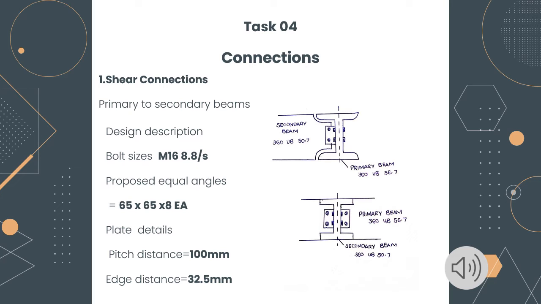As per our design capacity calculations, we proposed grade 8.8 M16 bolts to be used and the nominated equal angle of 65 by 65 by HEA. For the plate dimensions and measurements, the calculated pitch distance between each bolt will be 100 mm while the edge distance will be 32.5 mm.